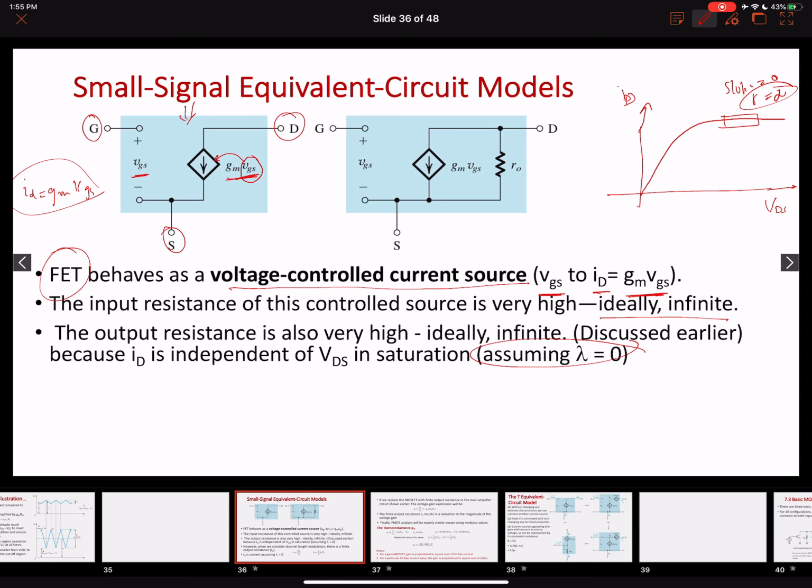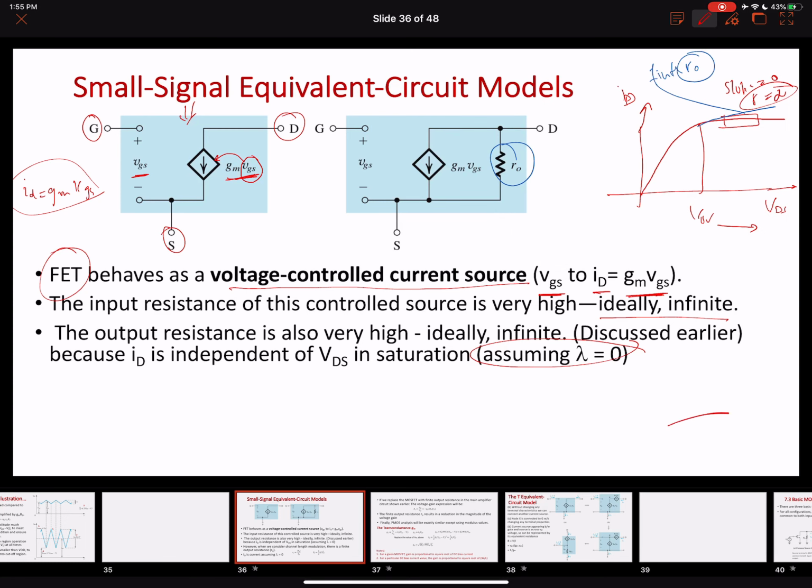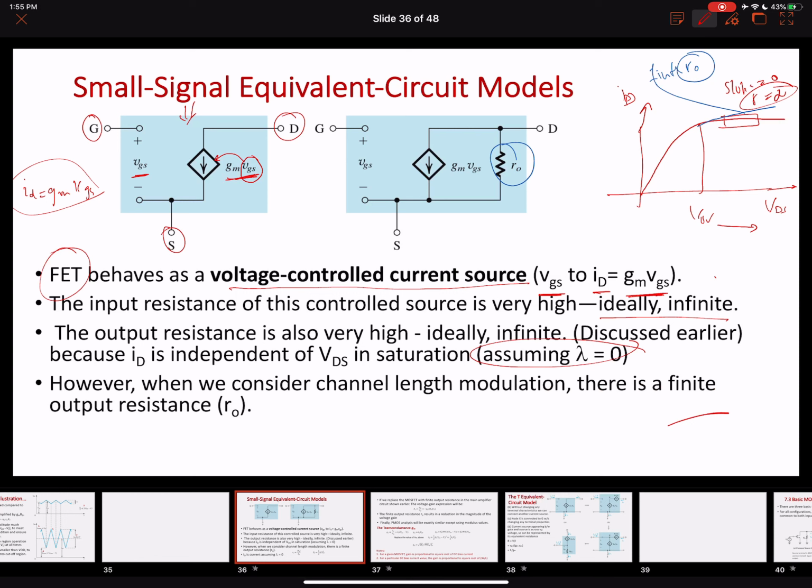When VDS becomes equal to the overdrive voltage, the channel is pinched off. But as VDS is further increased, the channel length starts to reduce and the drain current starts to increase. And when the drain current starts to increase, we get a finite slope and a finite output resistance, which is represented over here. So with the channel length modulation effect, there was a finite output resistance R0.